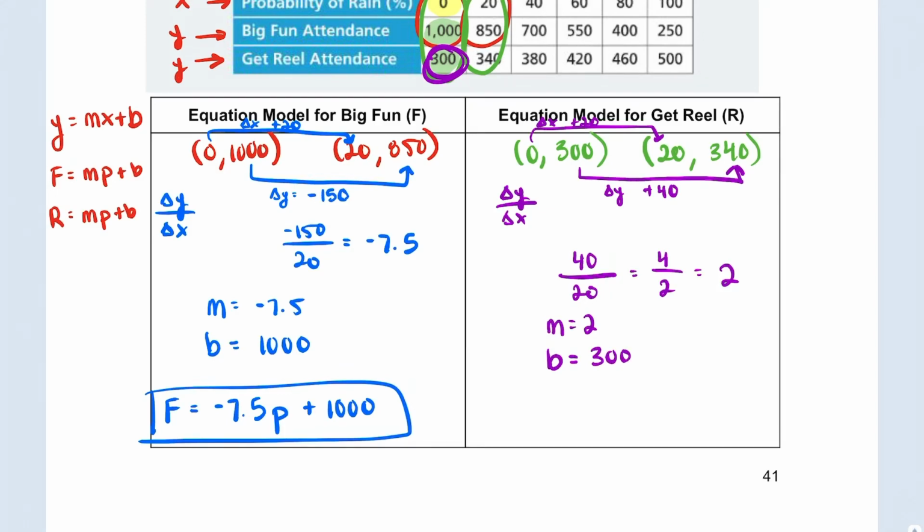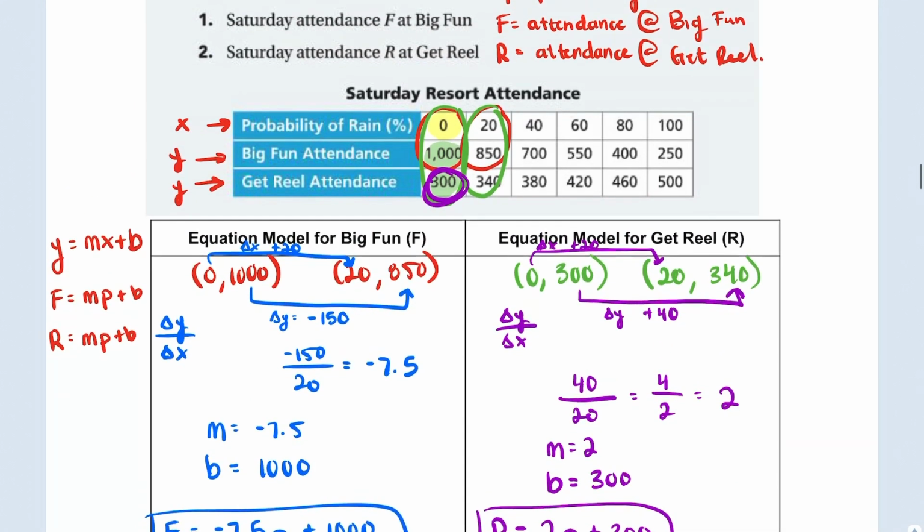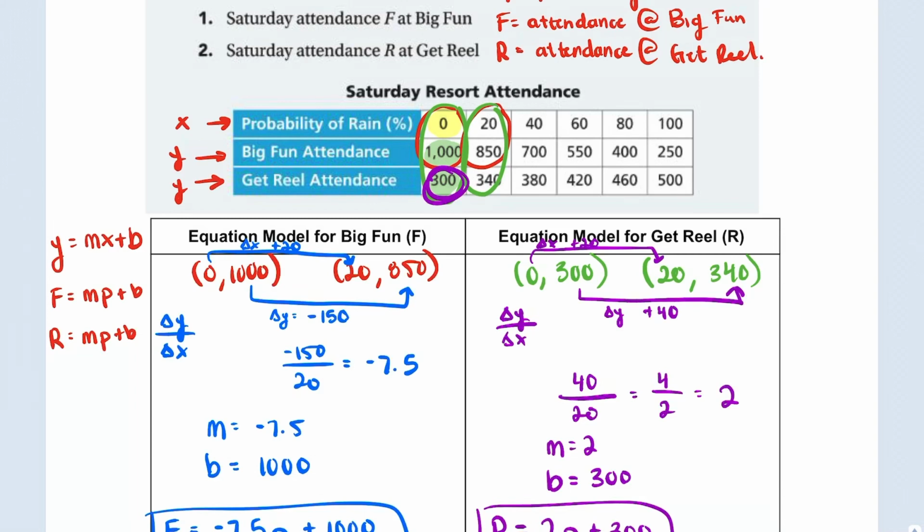So the equation for Get Real, remember R stands for the attendance at Get Real, is equal to my slope, which is 2, times the probability of rain, plus the y-intercept, which is 300. And there we have my 2 equations. Okay, now it's important that you guys can write these equations because the rest of this lesson is going to be using them to figure out certain information. Okay, so let's continue.